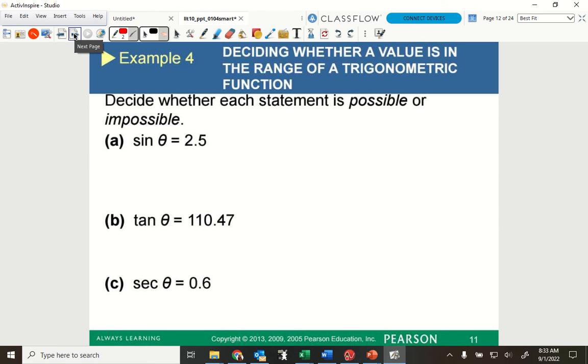Now, calculator. Everyone has a calculator in front of them, right? What mode should your calculator be in? Help me out. Come on. Rad? Have we done anything in rad yet? Everything's in degrees, isn't it? So your calculator should be in degrees.